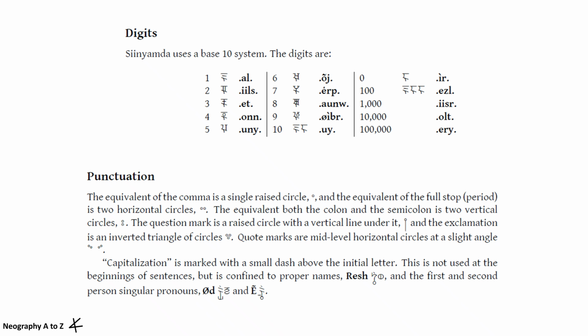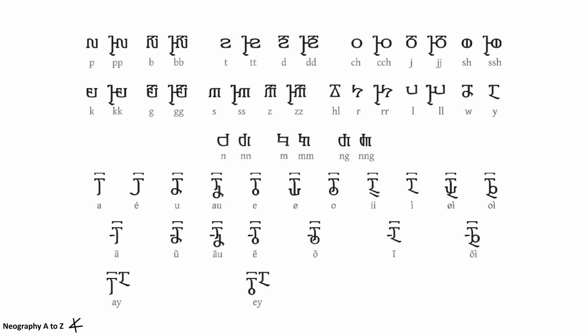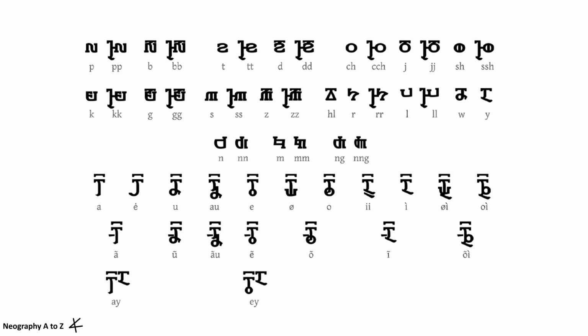Capitalization is marked with a small dash above the initial letter. This is not used at the beginning of sentences, but is confined to proper names, such as resh, in the first and second person singular pronouns, od and er. Here we see a chart with all of the consonants and all of the vowels written out. Take note that the double consonants have a line to the left of them. Looks different in the cursive version, which will come up later. Also take note of all of the diphthongs and how they are marked.